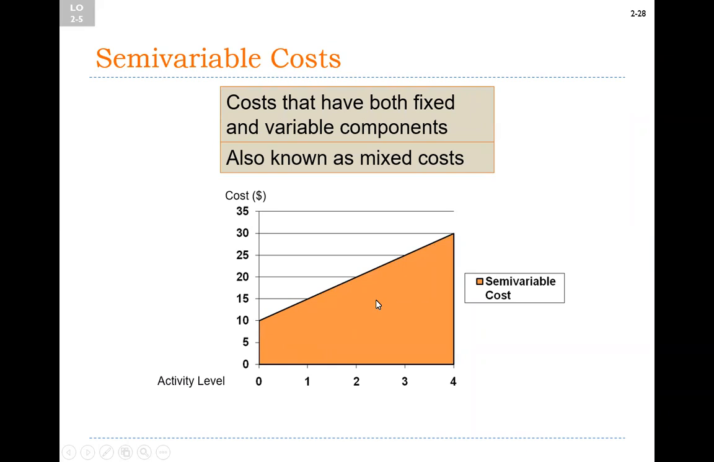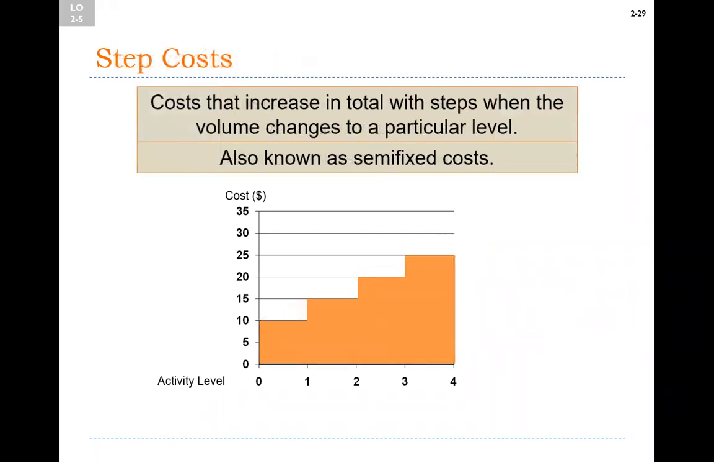If you look at something like your utility bill, electricity, a lot of times they'll charge you a flat rate for hookups. They'll do that a lot with the water bill. You have the flat rate that you pay, and then they charge you based on usage. So the cost will increase in total as you use more water. So that's an example of a mixed cost.